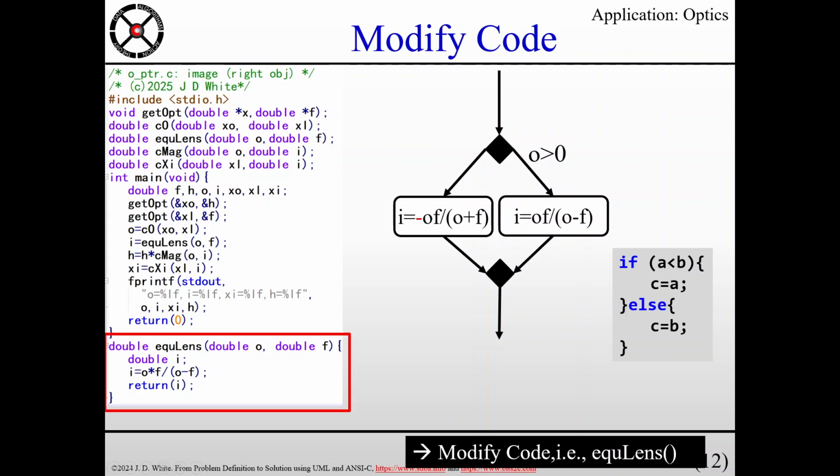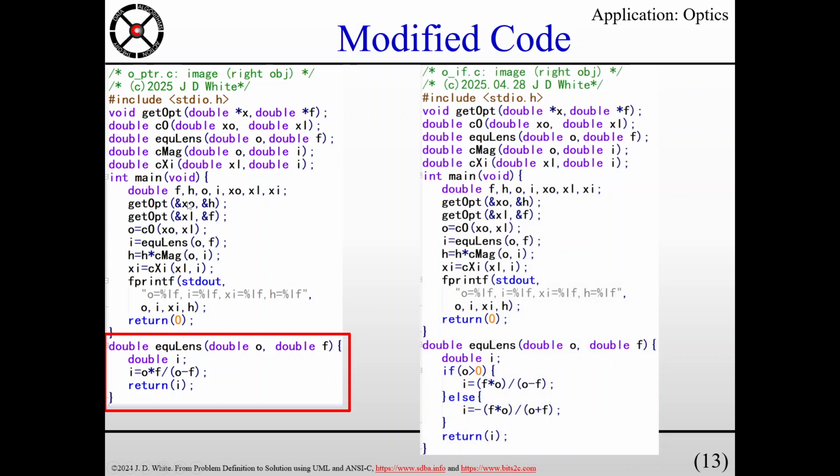All right, let's go to our code. Our code modification is basically this. It's right in the equation lens. It's only down here, our modification, right? Nothing has to be done in the main code, only in equation lens. If O is greater than 0, use this equation. Otherwise, use the equation with the minus sign, divided by this, and then return I. So there's our modified code. All we have to do is add an additional condition. So this is basically the way I would program. When I first wrote the program, I didn't realize this, but then I had to make my modification.